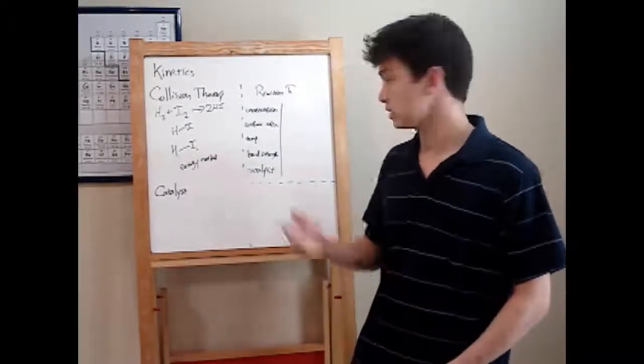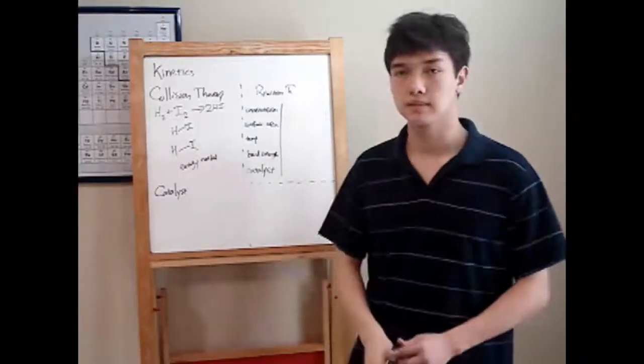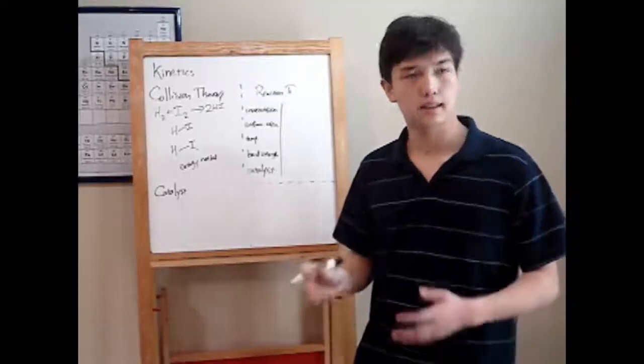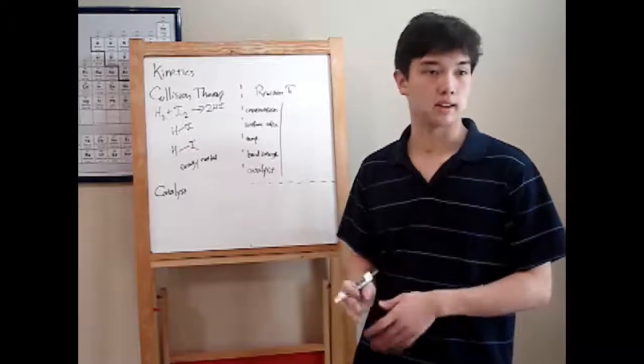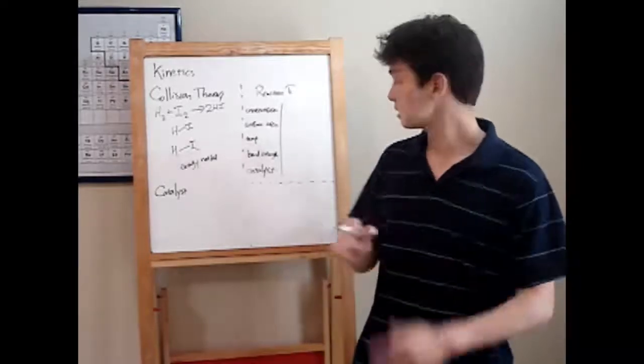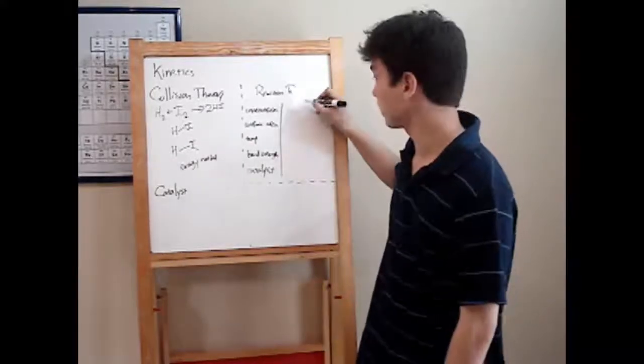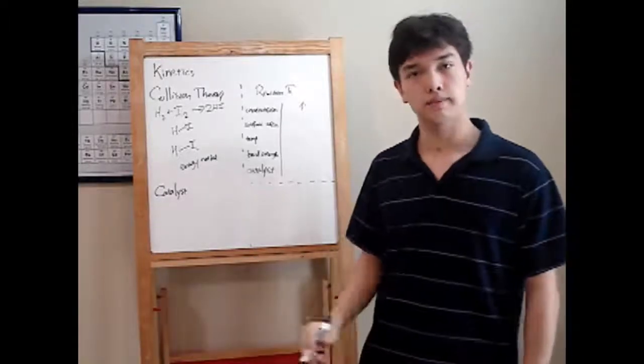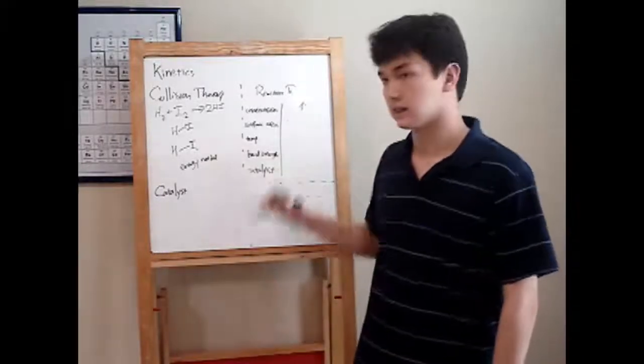So you can use this and apply it to reaction rates. If the concentration of your reactants increases, then they'll be more likely to bump into each other. And if they bump into each other more, then they're more likely to bump into each other in the right way. As concentration increases, your reaction rate will increase. The next thing is surface area.